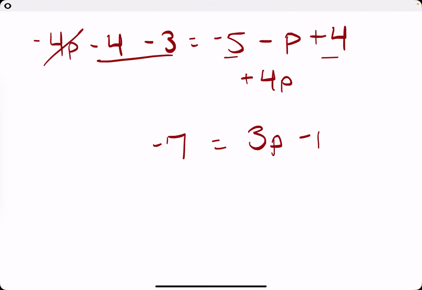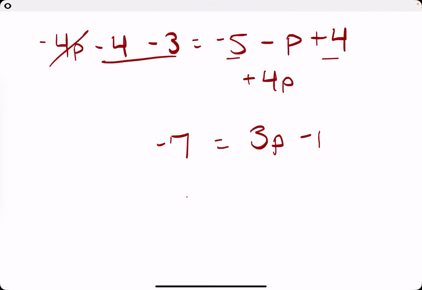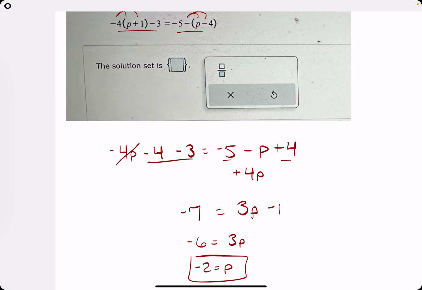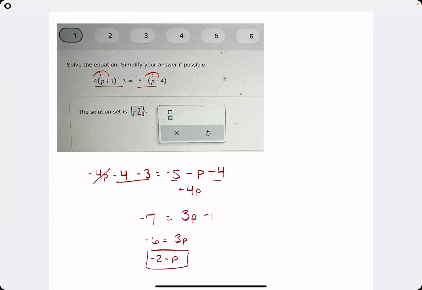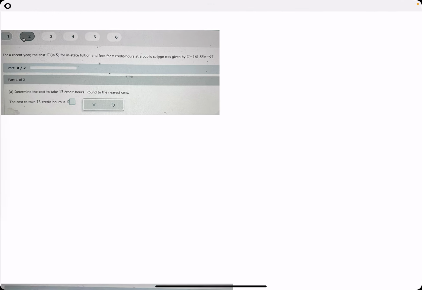So just start chipping away at it. And we will add the 1 to get -6 equals 3p. Divide by 3 and get p equals -2. So the solution set is -2. That was number 1. Let's do number 2.